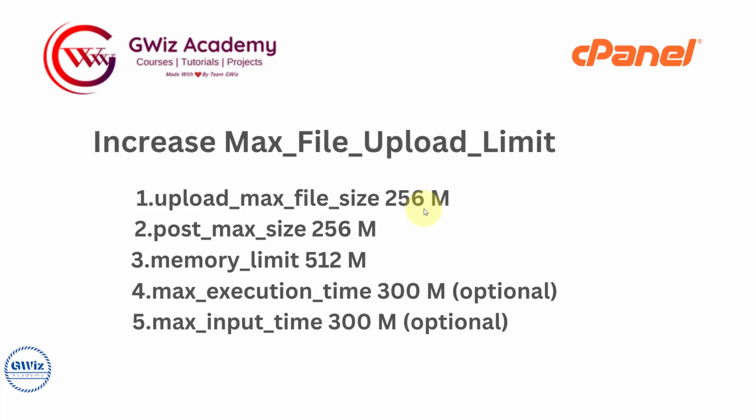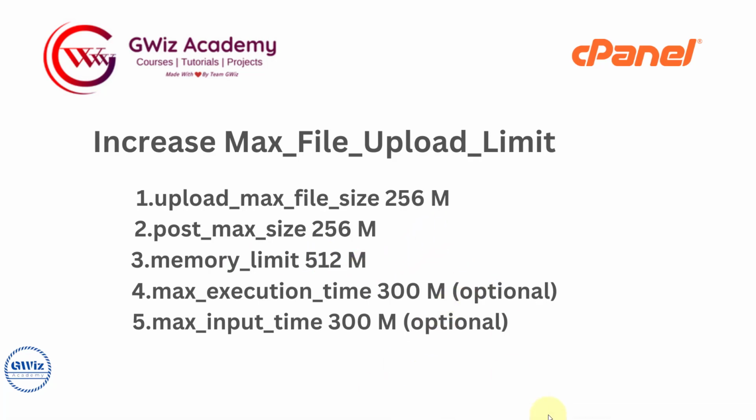In this video, we will be seeing how we can increase the max file upload limit via cPanel. There are two other ways as well, like via the htaccess file or via the WP configuration file. But for this video, we will be seeing it via cPanel. Over here, we need to set upload max file size to 256 megabytes, post max size to 250 megabytes, and memory limit to 512 megabytes.